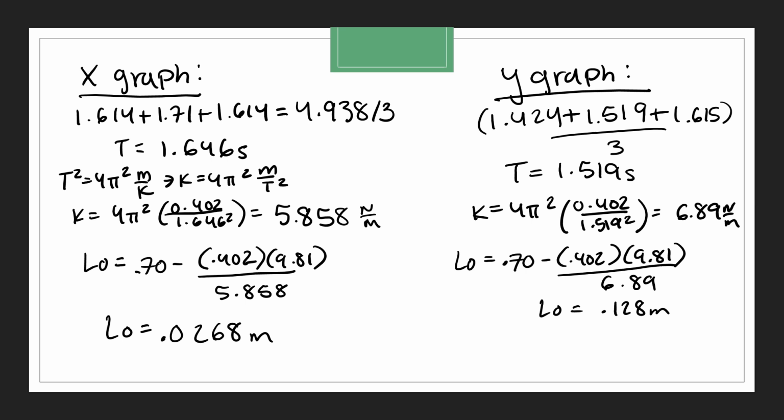So what if I didn't use the y graph data and used the x graph data using the same procedures? I would get the average T, and then using that T, I put it in the k constant formula to get this, and then the relaxed length formula. And as you can see, picking different directions will give us different values.